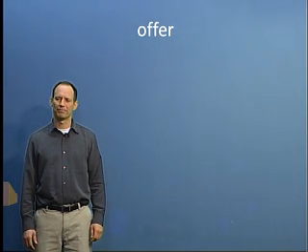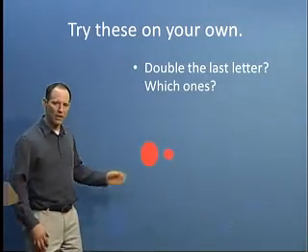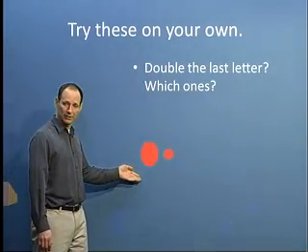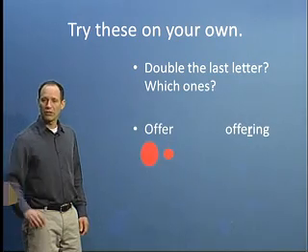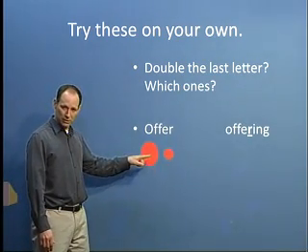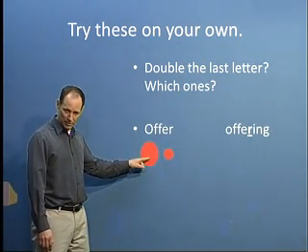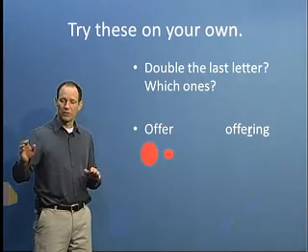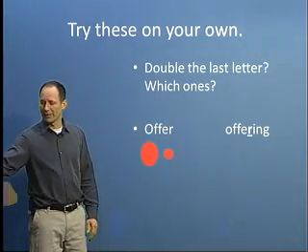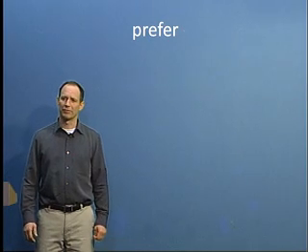Let's try another one. Offer. So, what sounds better? Offer. I like the first one. So, when we add the ing, because the stress is on the first syllable, we do not double the R at the end.